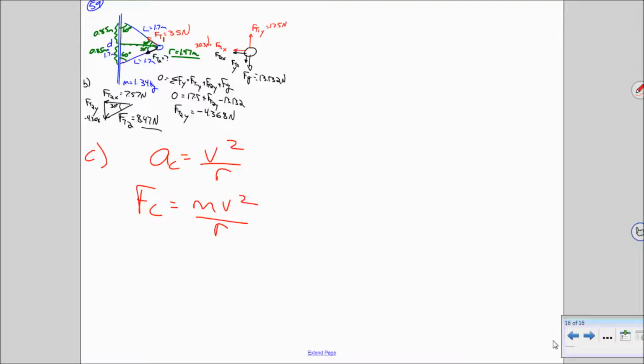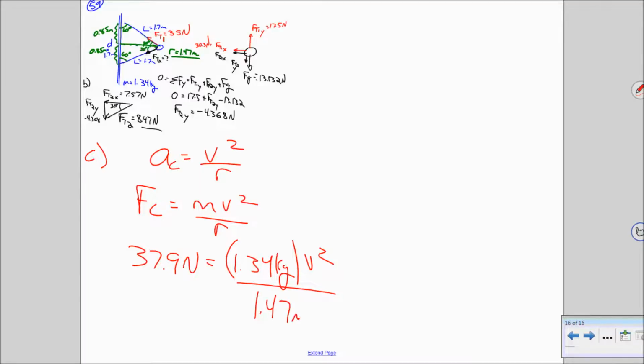Our centripetal force is the sum of those two x components. So that's 37.9 newtons. That's got to equal the mass of the ball, which is 1.34 kilograms, times v squared over the radius, which is 1.47 meters. Let's solve that.